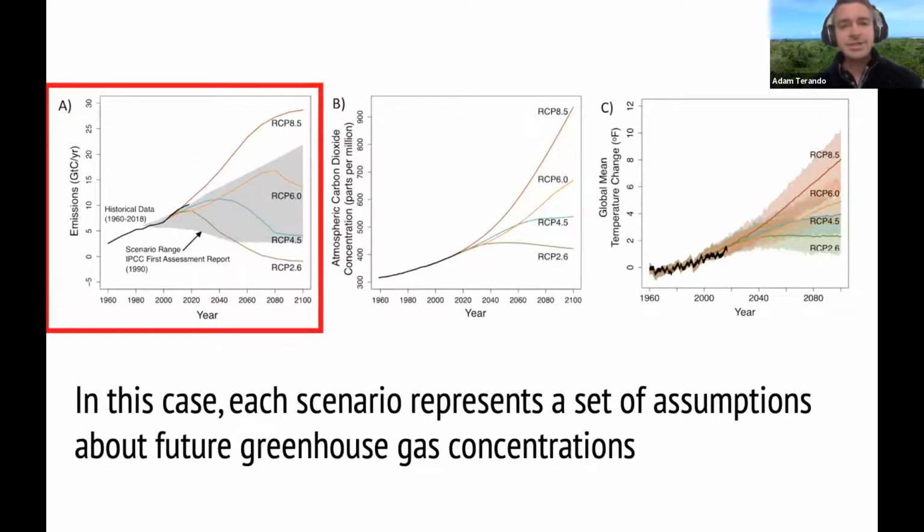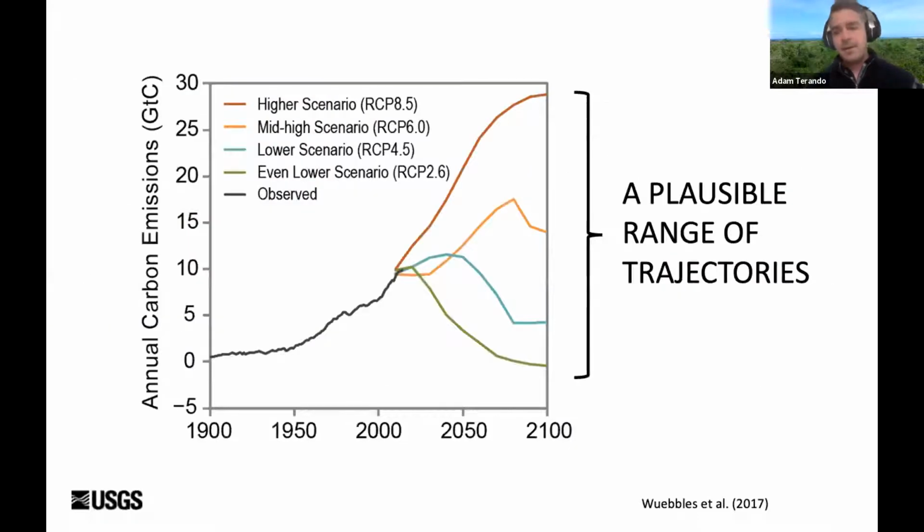So in this case, each scenario represents a set of assumptions about future greenhouse gas concentration. That becomes really important. That's where that what if aspect of scenario building and using climate models comes into play. One term we see used more in the literature is plausibility of scenarios instead of likelihood. And what we're really talking about is a plausible range of trajectories.